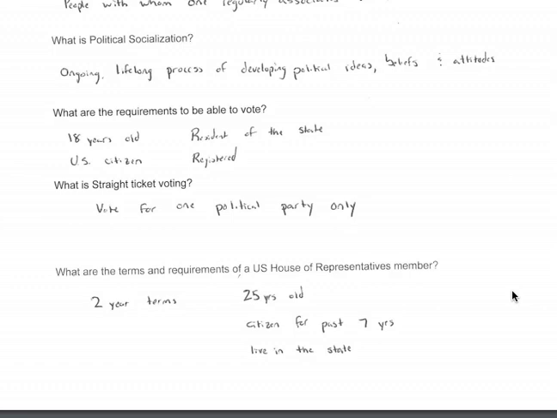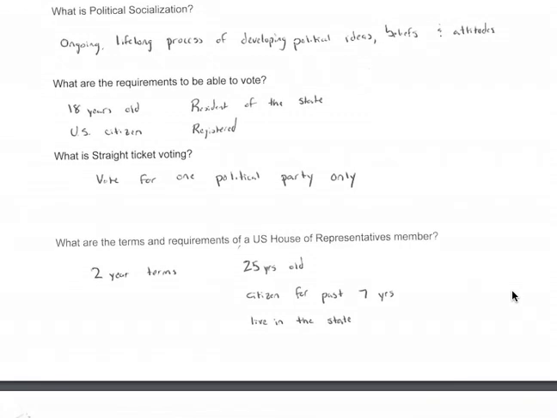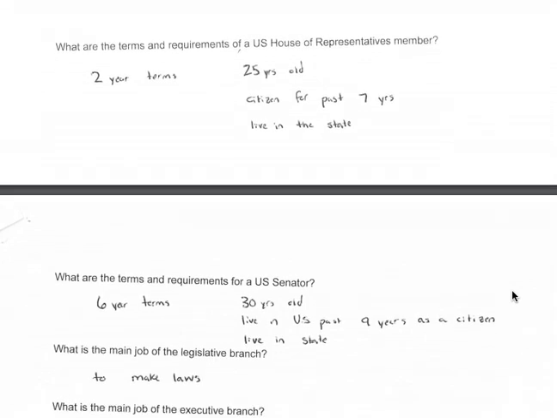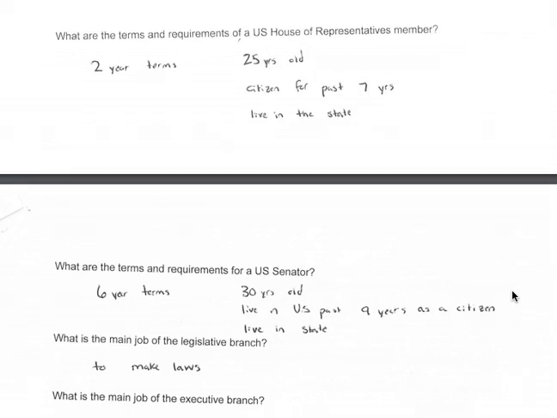Requirements for a U.S. House of Representatives member: 25 years old, citizen for the past 7 years, and live in the state that you will represent, and their terms are 2 years long. Versus a senator, you have to be 30 years old, live in the United States for the past 9 years, and then live in the state that you represent, and they have 6-year terms.